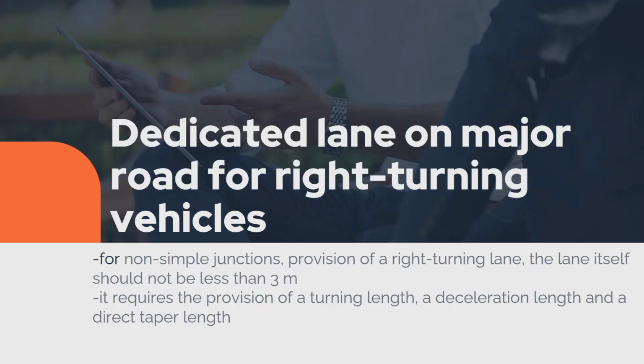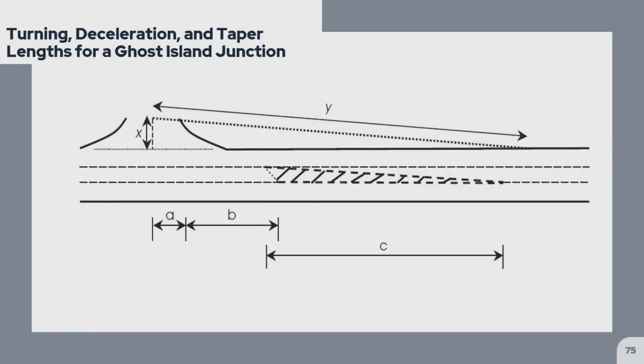Dedicated lane on major road for right-turning vehicles. In the case of all non-simple junctions, provision of a right-turning lane, the lane itself, should not be less than 3 meters. It requires the provision of a turning length, a deceleration length, and a direct taper length. The next figure will illustrate these parameters for a Ghost Island junction. This is the following illustration.